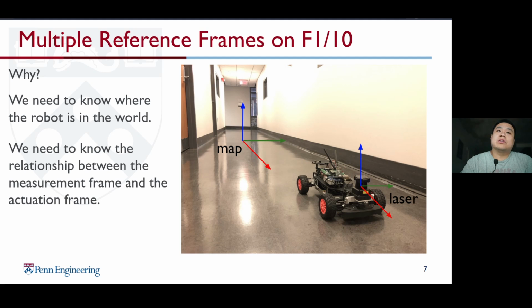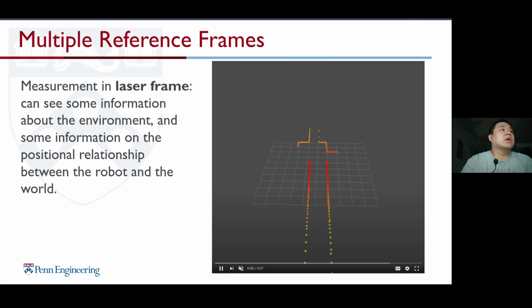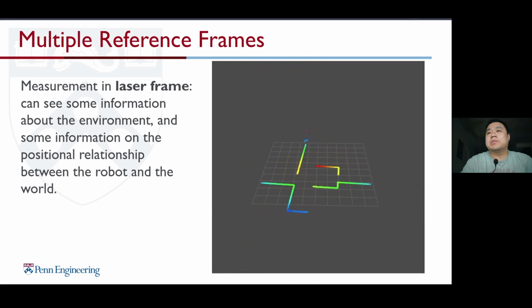We also need to know the relationship between the measurement frame and the actuation frame. As you can imagine, on the F110 vehicle, you'll be measuring everything from the laser frame, and the actuation is actually done from the motor, which is a different part of the vehicle that's not exactly the laser frame. And as you can see, the measurement in the laser frame and the map frame will be drastically different when you see it in different reference frames.